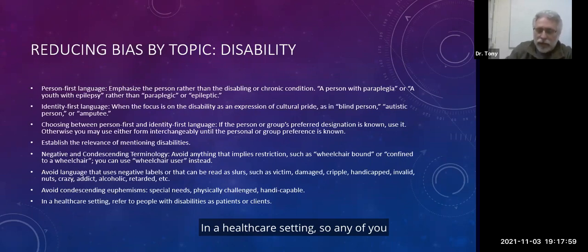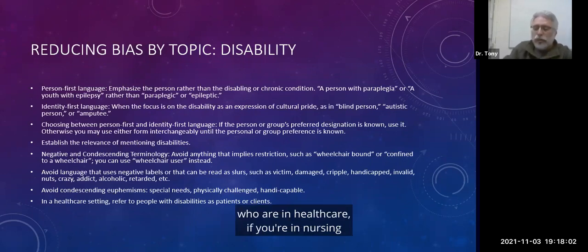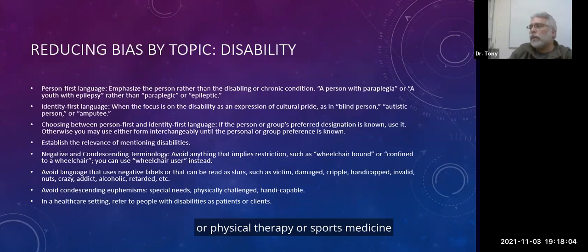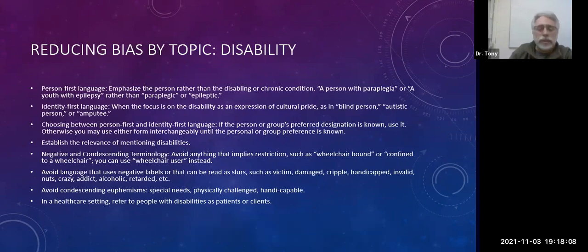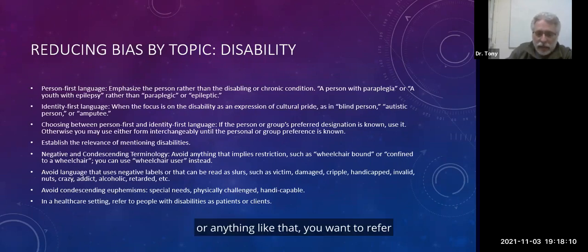Specifically in a healthcare setting, so any of you who are in healthcare, if you're in nursing or physical therapy or sports medicine or anything like that, you want to refer to people with disabilities specifically as patients or clients, right?